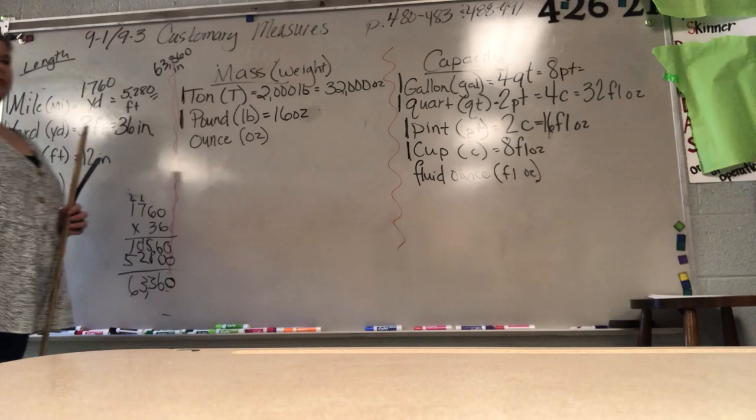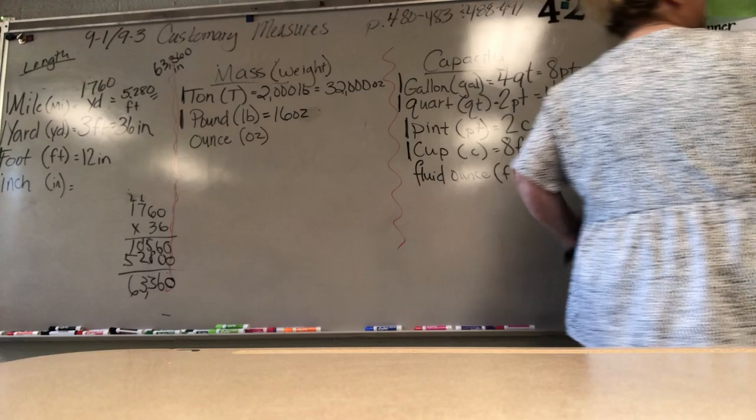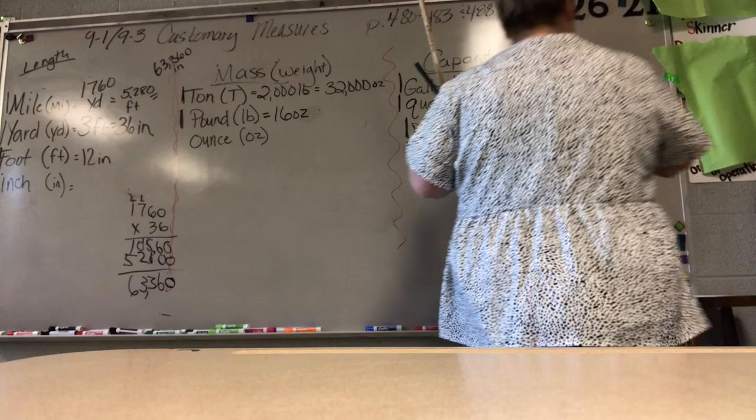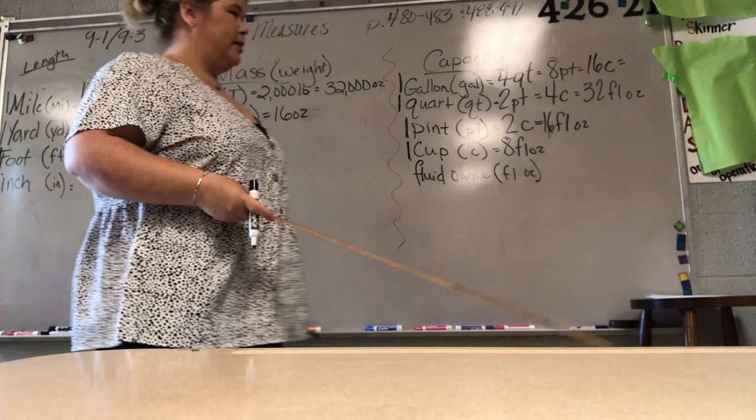How many cups would be 16? Are y'all following him? Y'all good with this? Yeah, I'm not. Because if there's 2, 4, 6, 8, 10, 12, 14, 16? Yes. And then how many fluid ounces would 64 I get? 64? Yeah. 32 times 2, so 64.